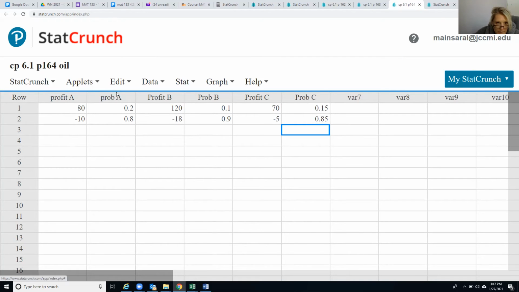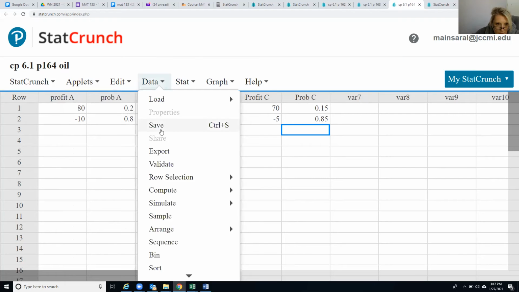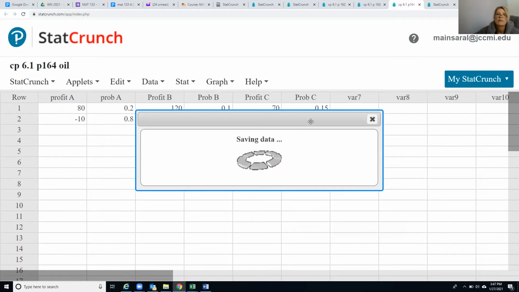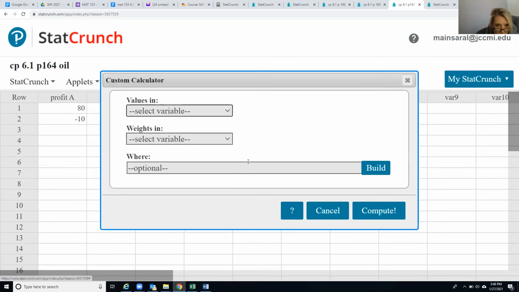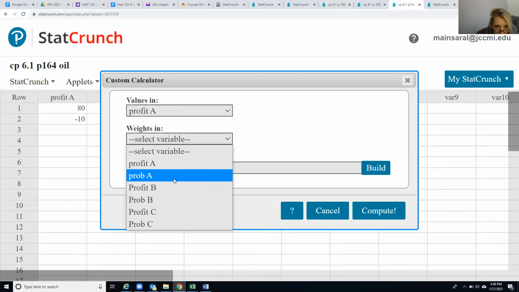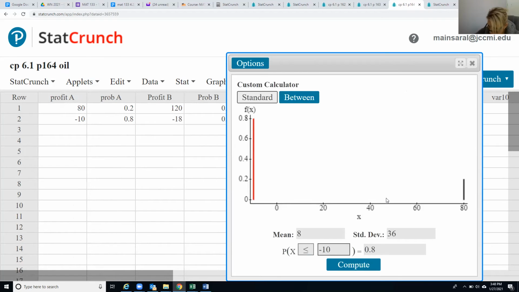So we can just run this 3 times once you get your data in, and we're just going to save this. Make sure it saves. And we're going to go to stat and calculators down to custom. And we've got profit A, prob A, and we're going to hit compute. And so our expected profit for A, let's just write that in a different color, is $8 million.